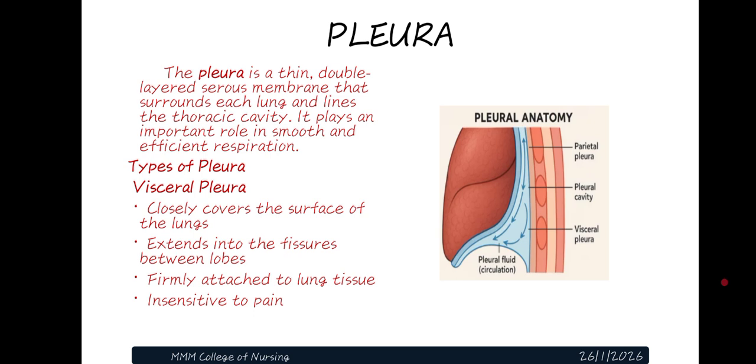Coming to the pleura. The pleura is a thin double layered serous membrane that surrounds each lung and lines the thoracic cavity. It plays an important role in smooth and efficient respiration. The types of pleura are visceral pleura, which closely covers the surface of the lungs, extends into the fissures between lobes, is firmly attached to lung tissue and is insensitive to pain.